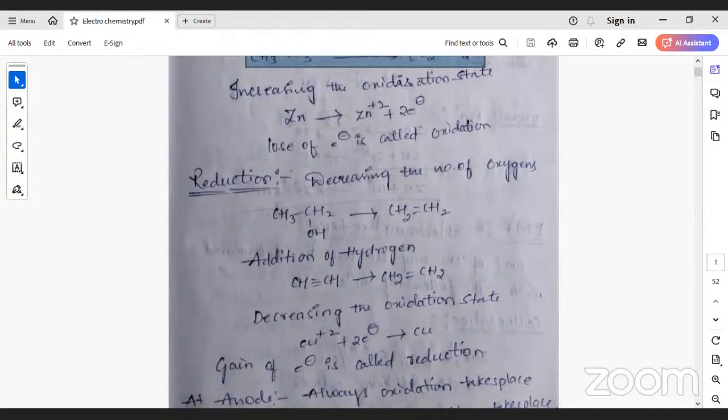The process of increasing the number of oxygens is called oxidation, and decreasing the number of hydrogens is also called oxidation. Another two definitions for oxidation: loss of electrons. The process of loss of electrons is called oxidation, right? So what about loss of electrons?